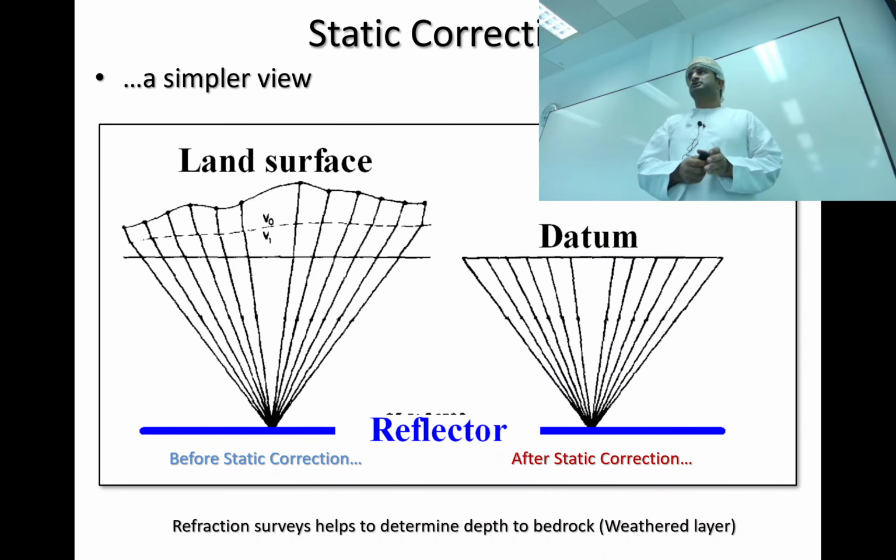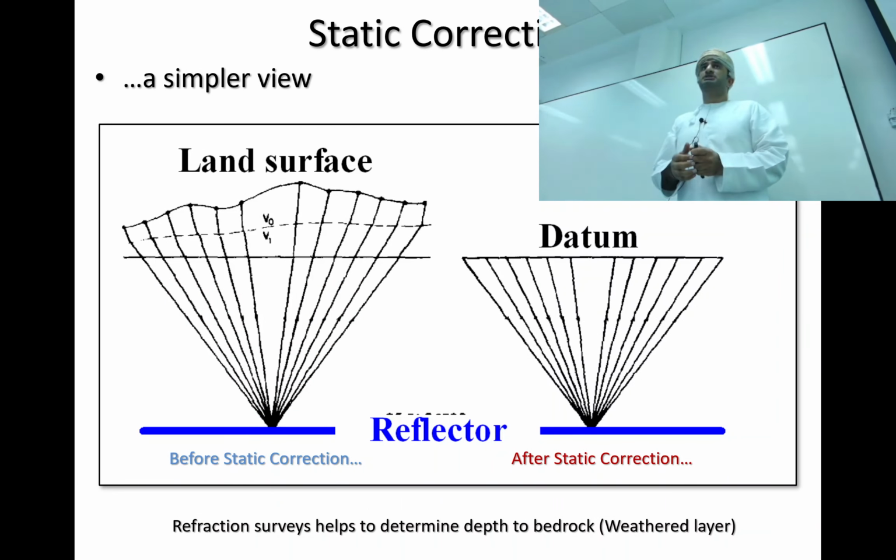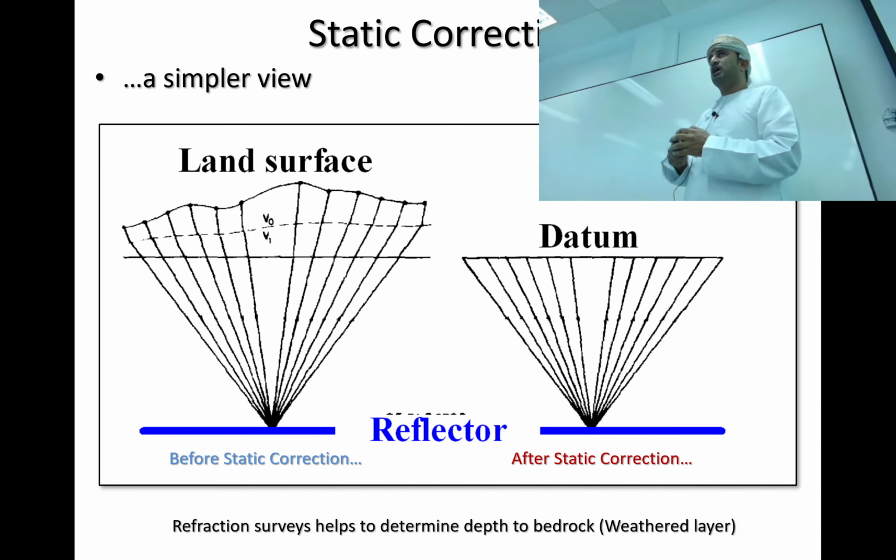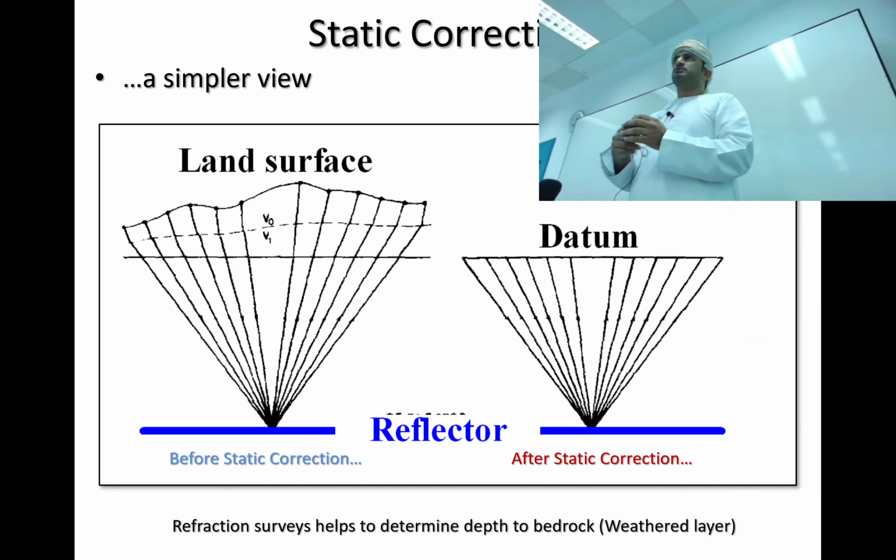So in marine seismic acquisition, static is not applied. The reason being the sources and receivers are already in a common datum. They are on a common level. And usually the bottom layer, the first layer we encounter in marine, is hard rock.